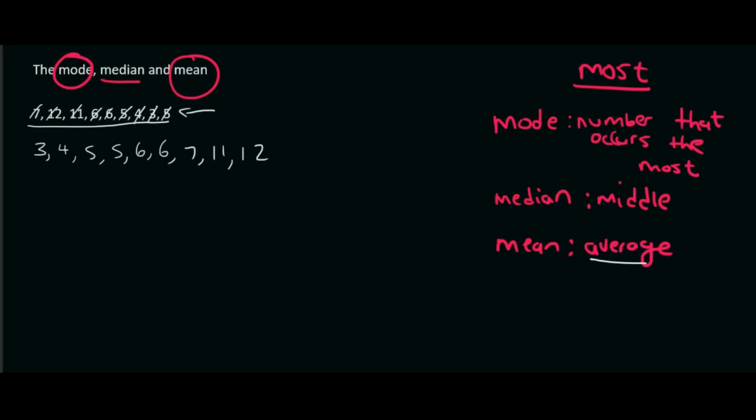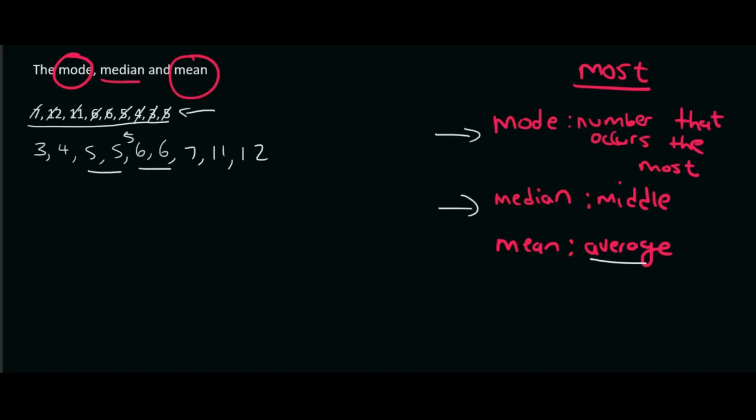So let's find the mode. Well, we know that the mode is the number that occurs the most. Well, there's 2 5s and there's 2 6s. So unfortunately for this one, there is no mode. You can't have two modes. Okay, but if there was a third 5, then our mode would be 5.